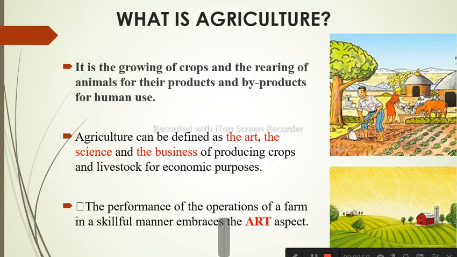Right, what is agriculture? It is the growing of crops and the rearing of animals for their products and byproducts for human use. Agriculture can be defined as the art, the science, and the business of producing crops and livestock for economic purposes. So let us look at the art. The performance of the operation of a farm in a skillful manner embraces the art aspect.